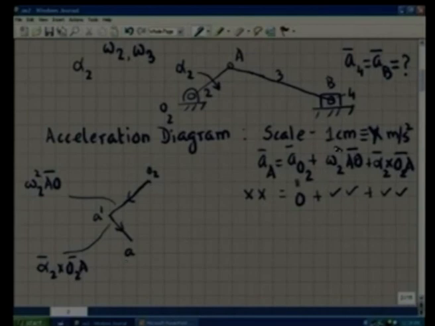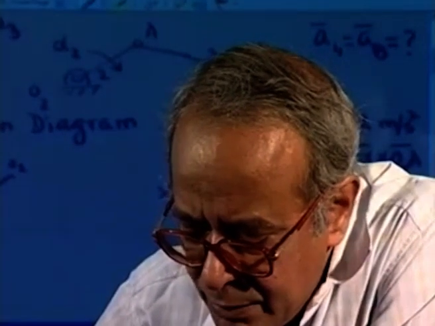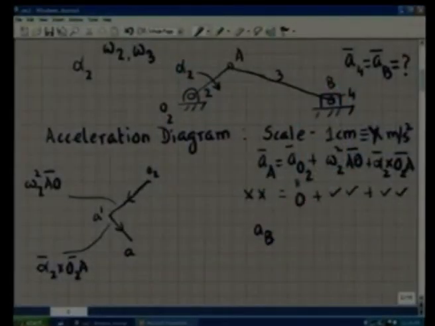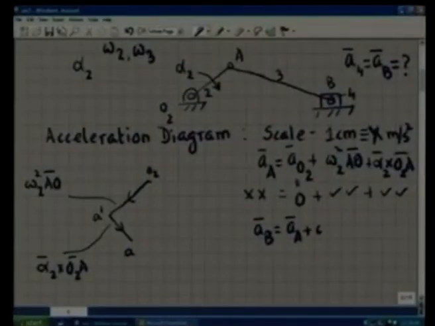Once we have obtained the acceleration of the point A, I can determine that of the point B by writing AB as AA, because now we are considering 2 points A and B on the same rigid body 3. So I add omega 3 squared vector BA plus alpha 3 cross AB.